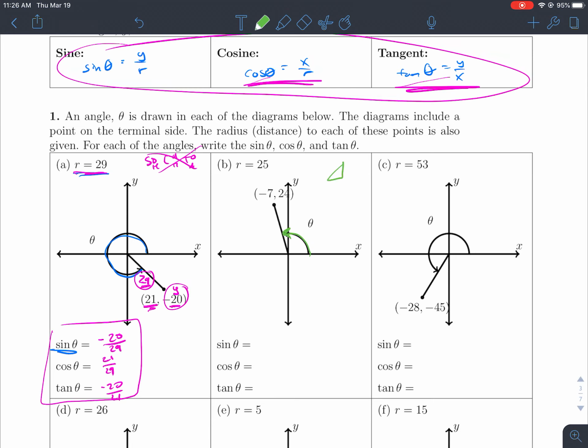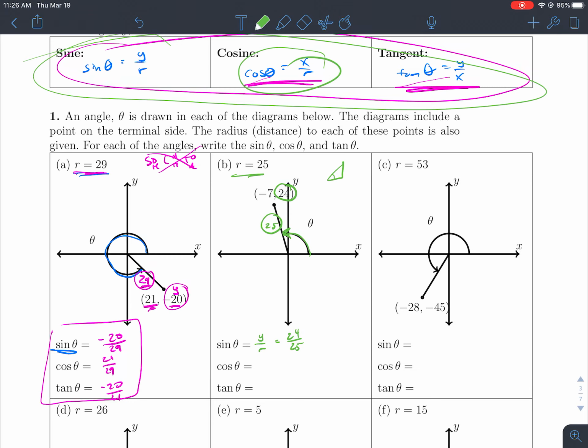For the next one, we can't build a triangle. This angle is too big to fit in a right triangle. So what we're going to do is use our updated formulas right here. Sine of theta is equal to y over r. So labeling r on the graph, 25 here, we get y over r, 24 over 25. Cosine of theta is going to be x over r, so that will give us negative 7 over 25 for r. And tangent of theta is going to be y over x, so that will be, sorry, not 25, y, 24 over negative 7.